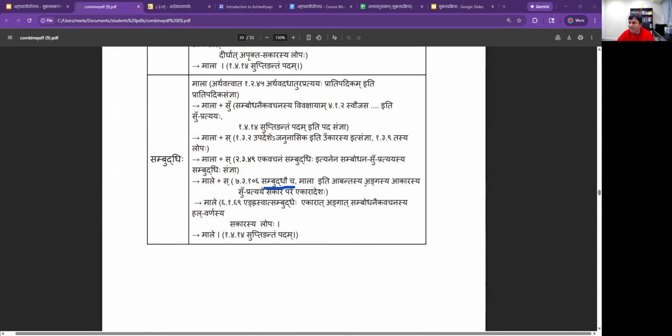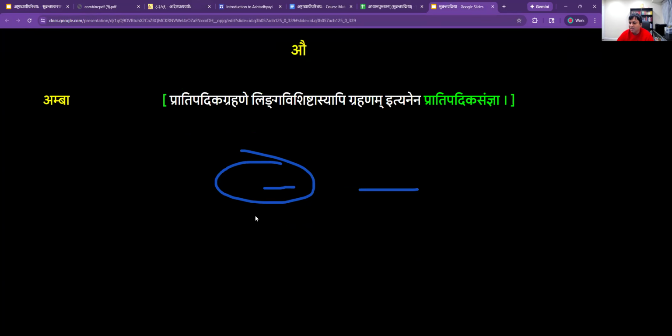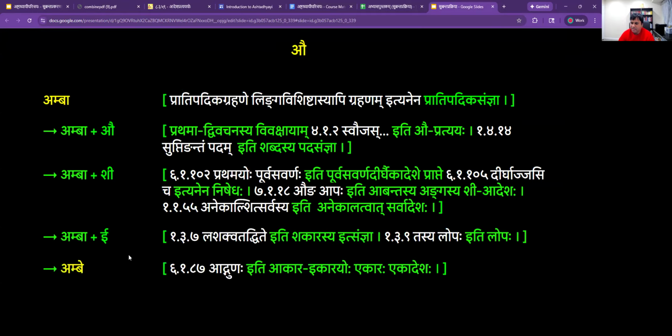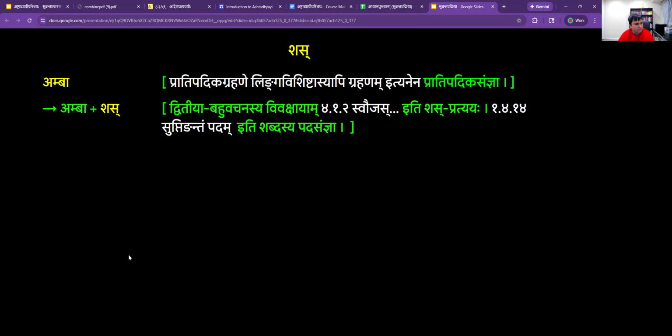Sambuddhau cha, this sambuddhau cha is immediately blocked by the next sutram, ambartha nadyor hrasva. So ambartha nadyor hrasva creates the hrasvadesha, which blocks the ekaradesha, and then you get amba by ing hrasva sambuddhe. Whether it is hrasva or inganta, you still get sulopa giving amba. Everything else is same as what you have discussed so far. So I think we can stop here unless you want to discuss anything particular.